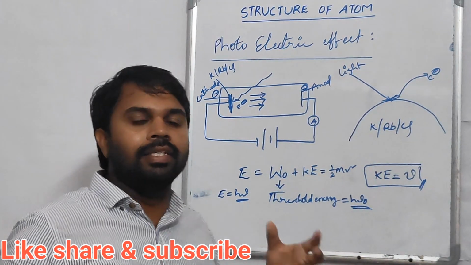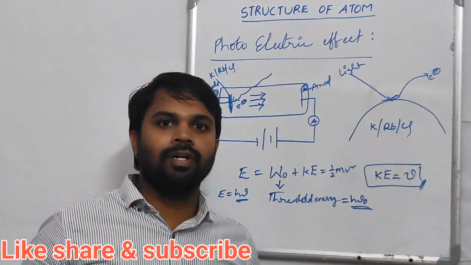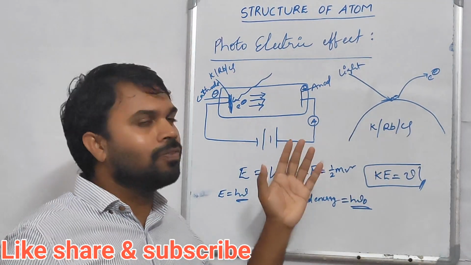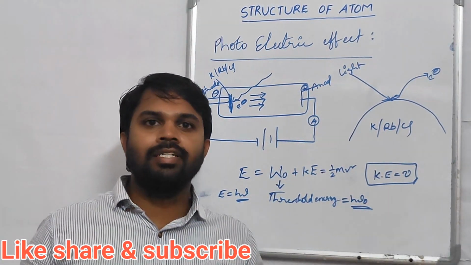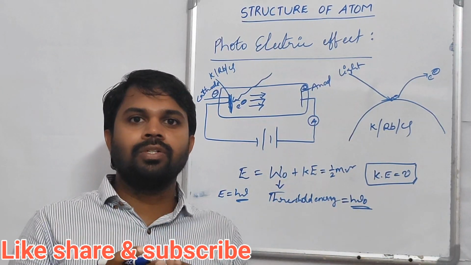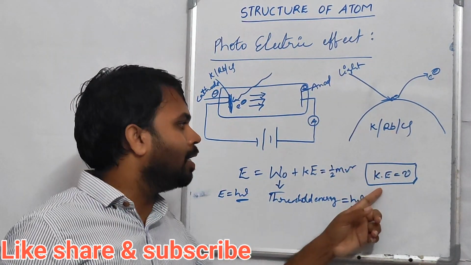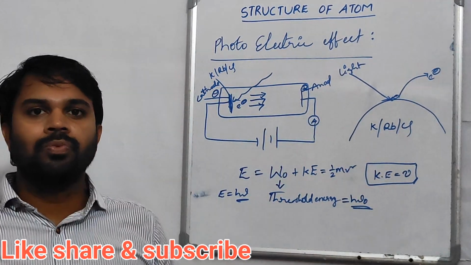Frequency is nothing but the energy of one photon, because one photon is enough to eject one electron. So it is also called one photon, one electron emission. If the energy of one photon is more, some energy is used to eject the electron, and the remaining energy is used to increase the kinetic energy of the electron. Then only the electron will move.